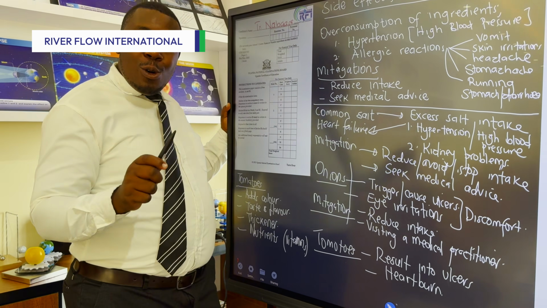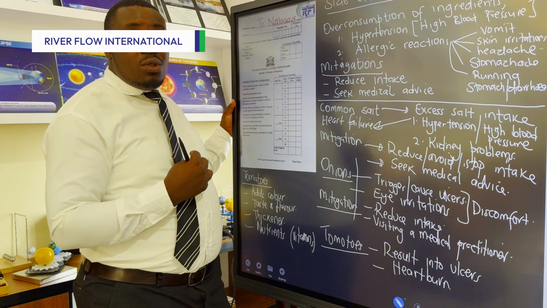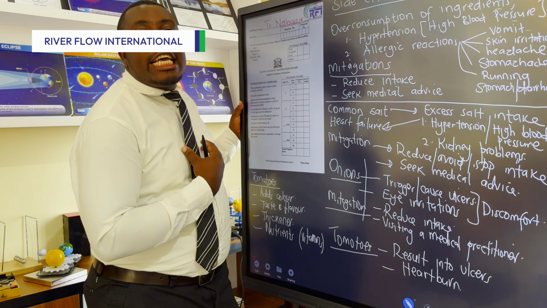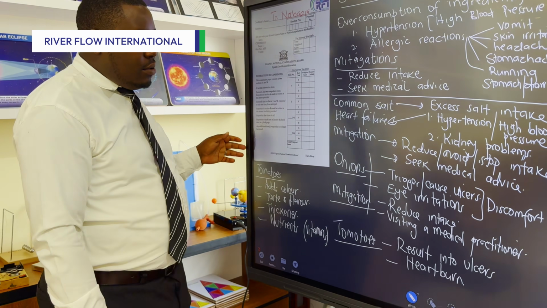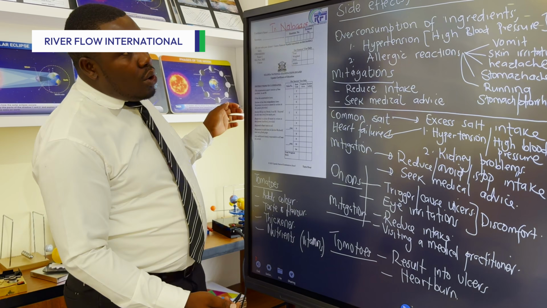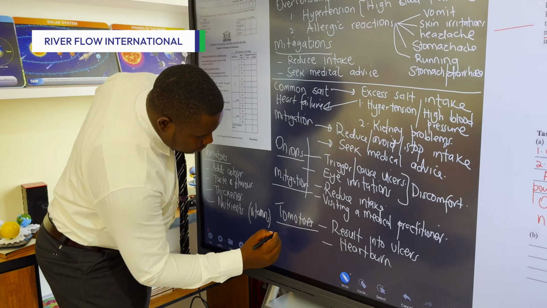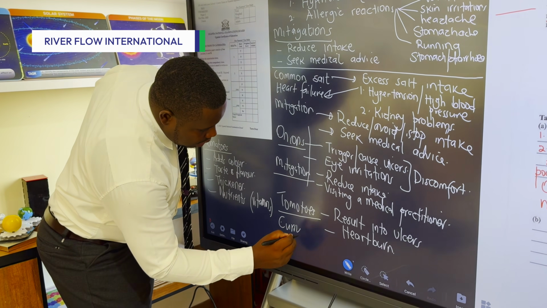Heartburn, and I don't know if you have ever felt heartburn. It feels like the chest is going to jump out. So that is one of the things. And then lastly, we look at curry powder. Let's look at curry powder.